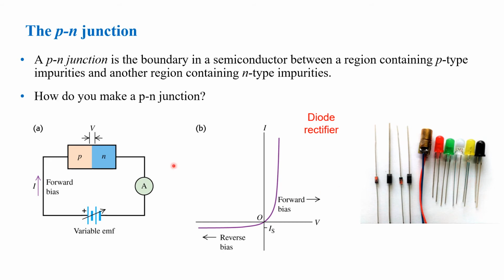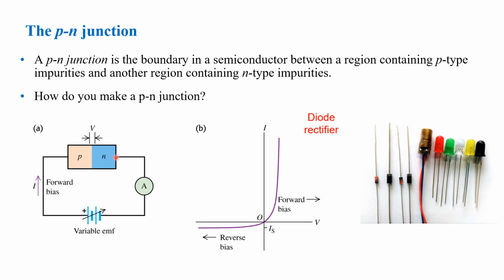Now, your p-n junctions can be connected in such a way that you have your forward bias and your reverse bias. A forward bias means that your p-type material is connected with a positive electrode, and your n-type material is connected to the negative electrode. If you're going to form a circuit, this one here is a positive electrode, and this one here is your negative electrode. As you can see here from your variable electromotive force source, the positive electrode is connected to your p-type material, and the negative electrode is connected to your n-type material.